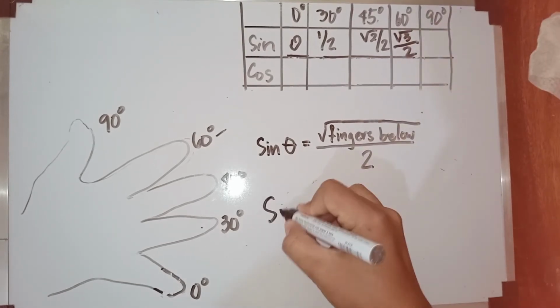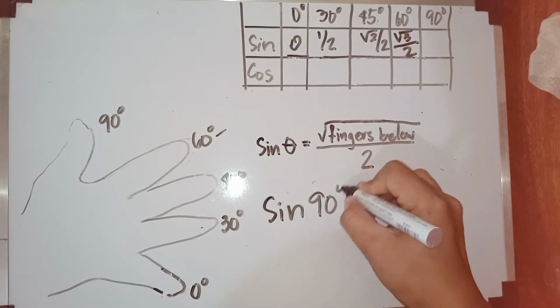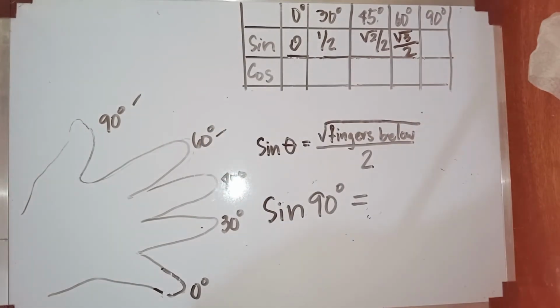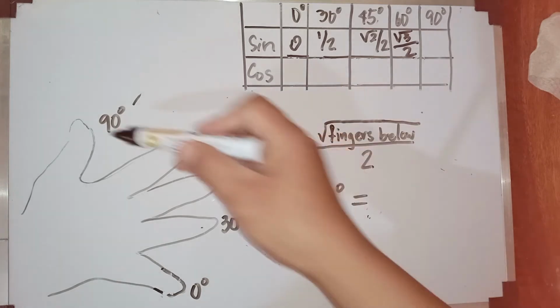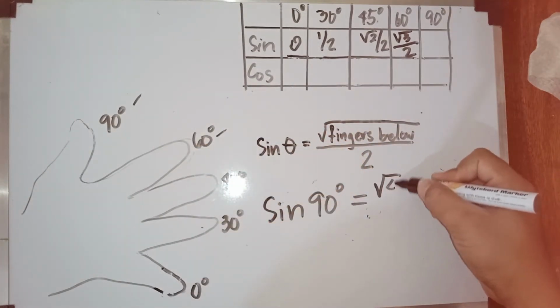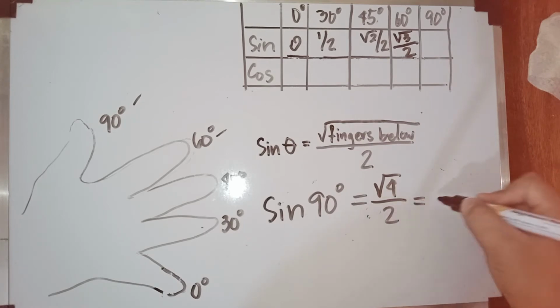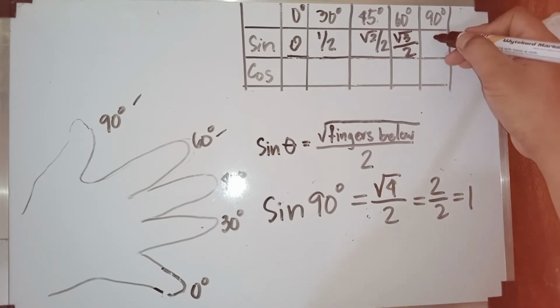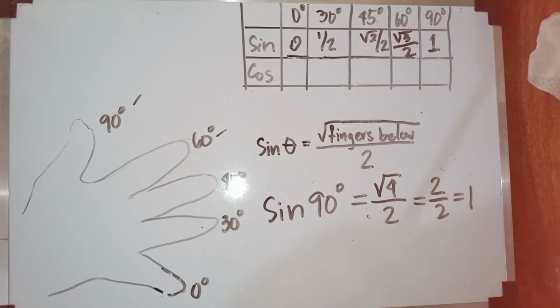Next, we are going to get sine 90 degrees. So yung 90 degree is ito po mga boss. So how many fingers below our 90 degree angle? Or how many fingers below the thumb? So we have 1, 2, 3, 4. So we have square root of 4 over 2. But what is square root of 4? That is 2 over 2, or that is equal to 1. So therefore, sine 90 degree is equal to 1.